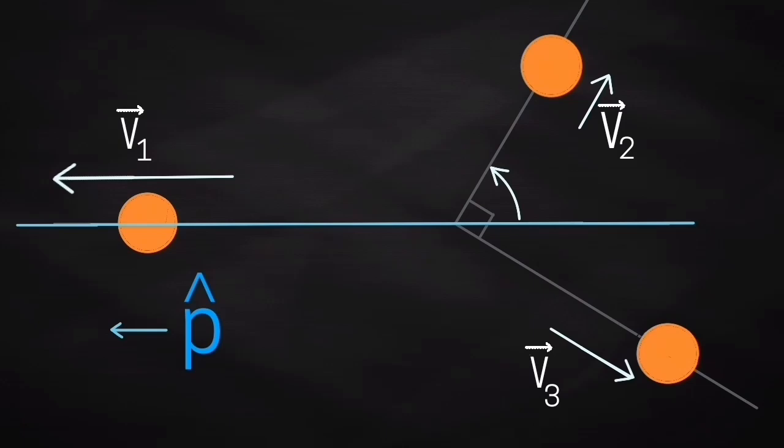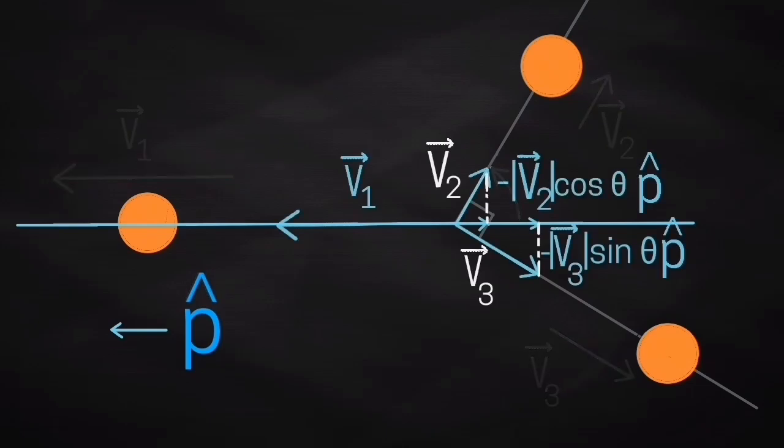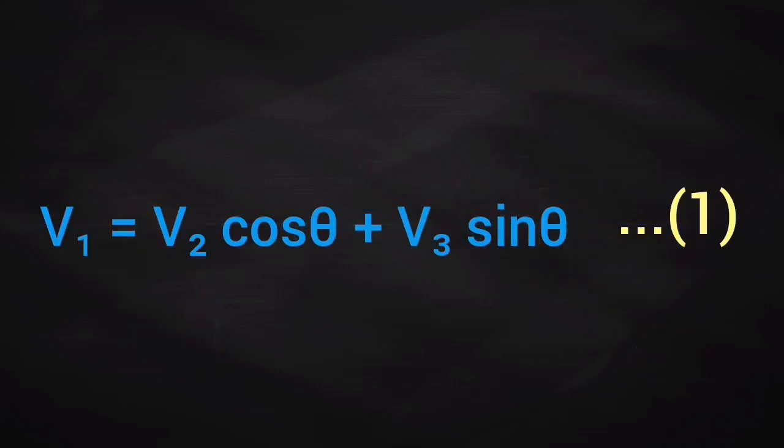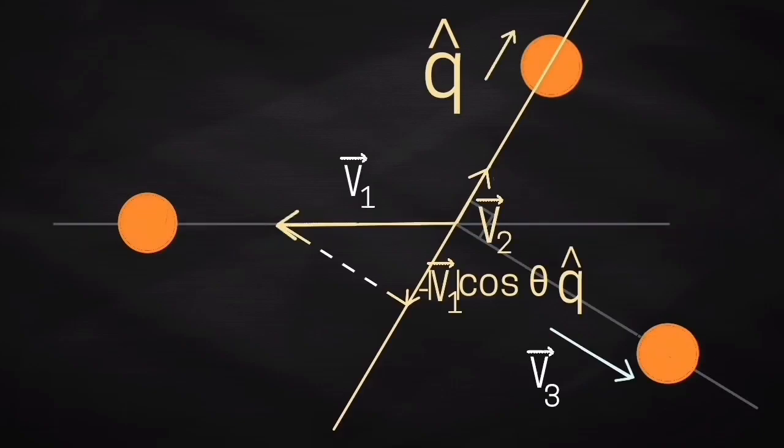Let's then take the momentum of the three masses along the line of motion of the mass moving with velocity v1. Adding the components of the momenta of all the three masses and setting that equal to zero gives us our first equation. Similarly, we add the components along the lines of the motion of the other two masses to get two more equations.